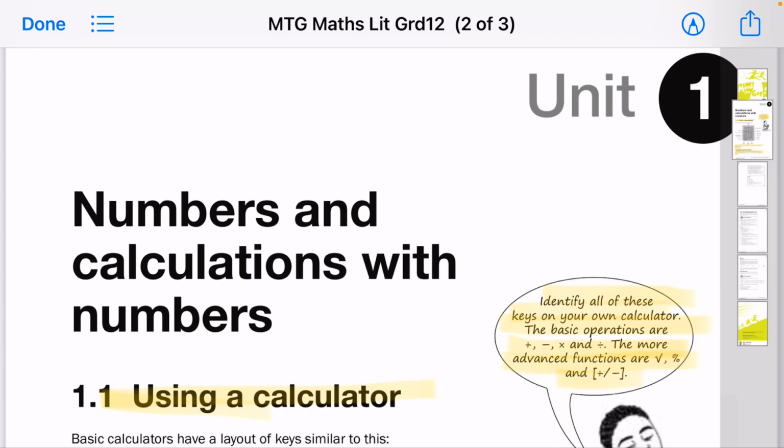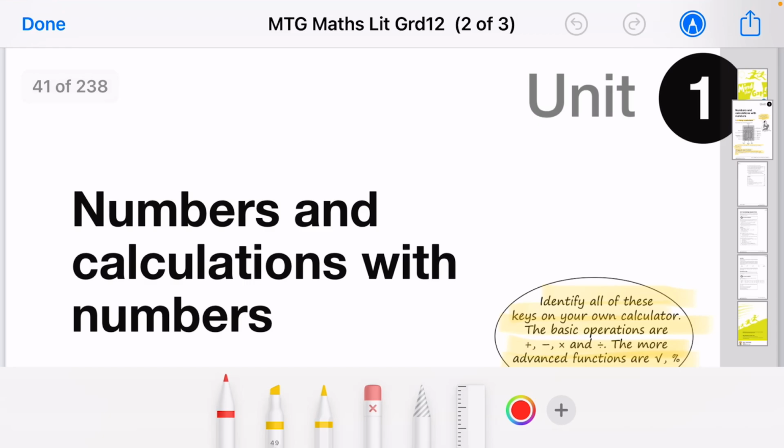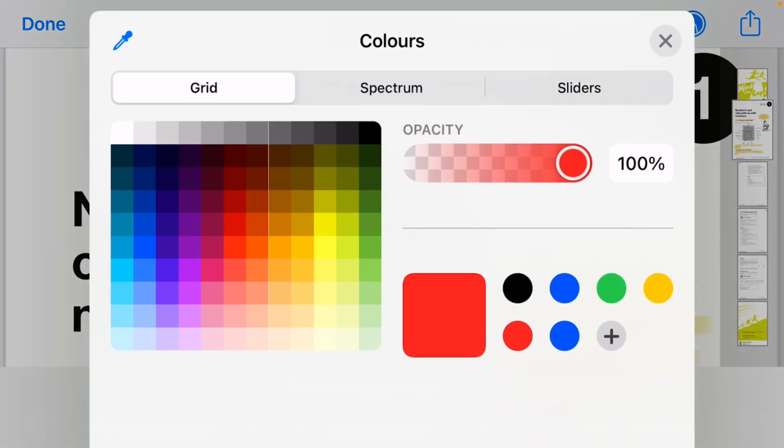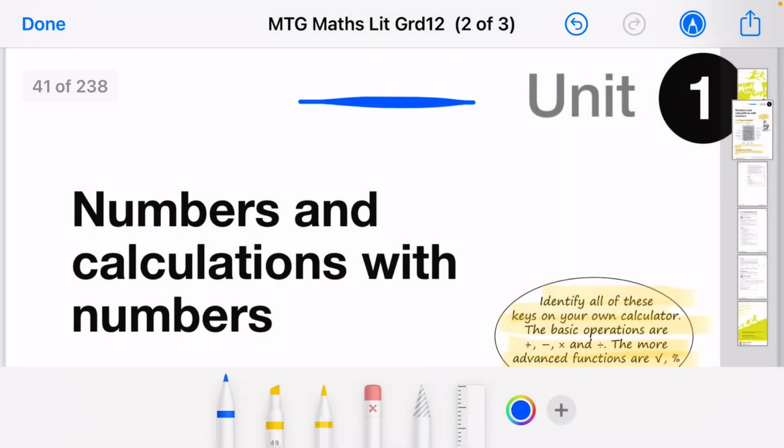So now let's have a look at our very first unit. So guys, we'll be starting with unit 1, okay, which is numbers and calculations with numbers. Massively important, ladies and gentlemen.